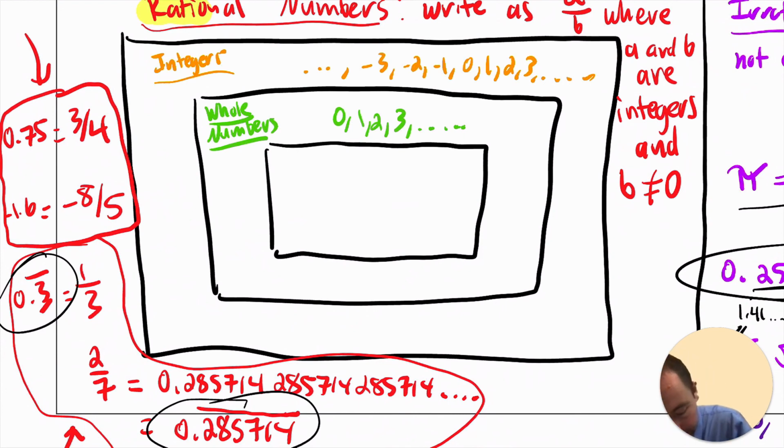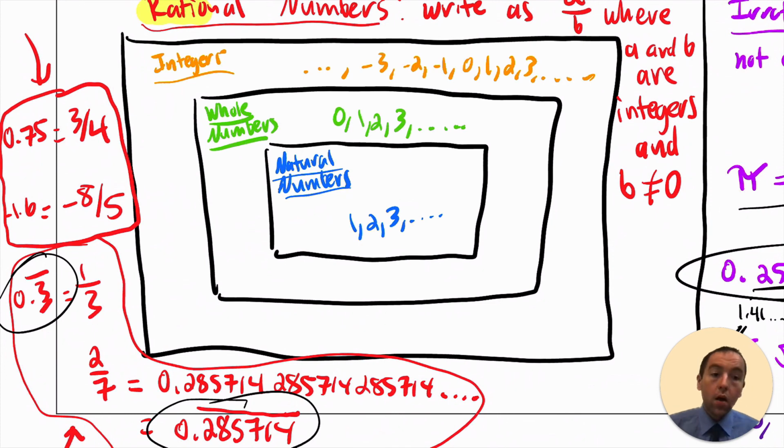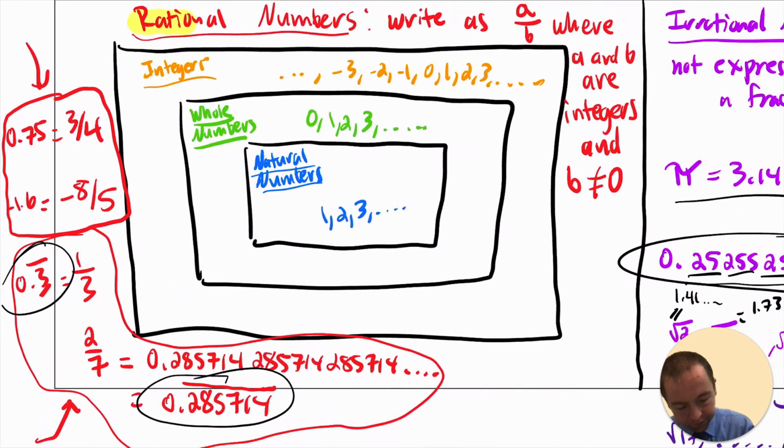And then finally, the smallest category that we will break the rational numbers into is the natural numbers. And natural numbers are counting numbers that start at 1. So the green and blue categories are almost the same thing as each other, the only difference is the whole numbers include 0, and the natural numbers do not include 0.